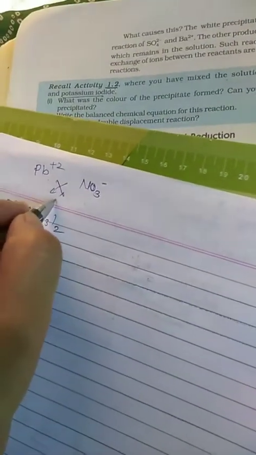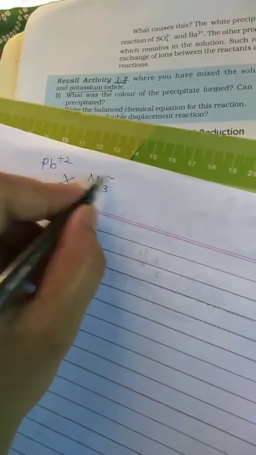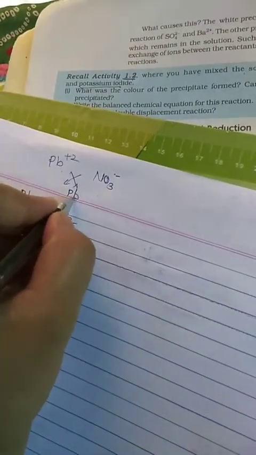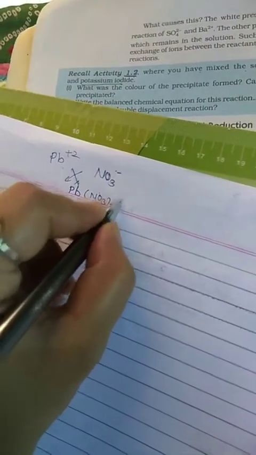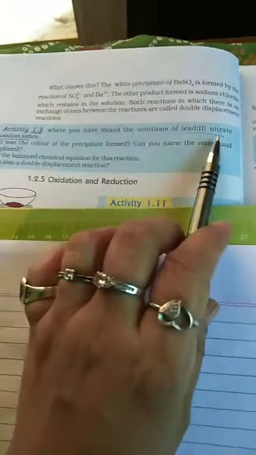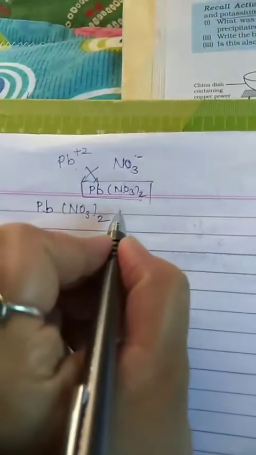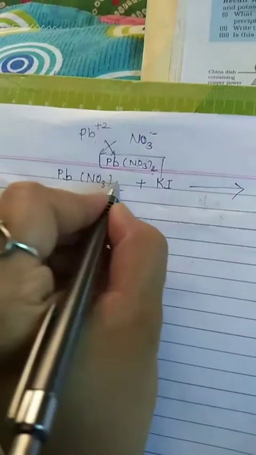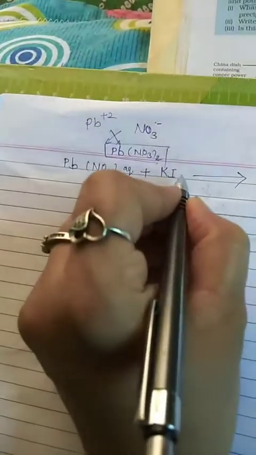When both react, the valency is interchanged to make it neutral: Pb(NO3)2. This is the formula of lead nitrate, the solution of lead nitrate. When it is mixed with potassium iodide, what happens? Lead nitrate reacts with potassium iodide, KI. Lead nitrate is aqueous, and potassium iodide is aqueous.